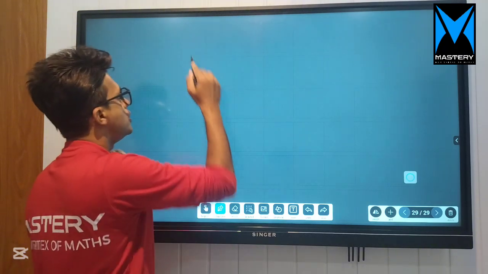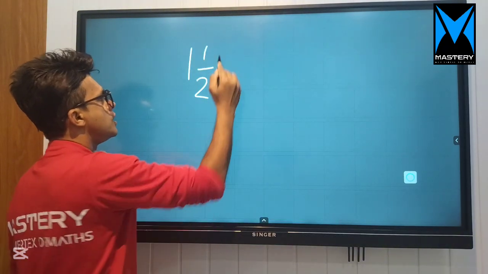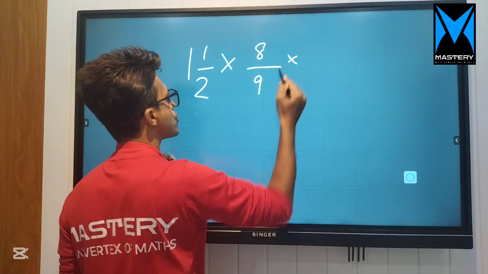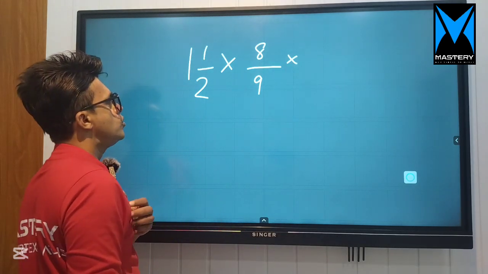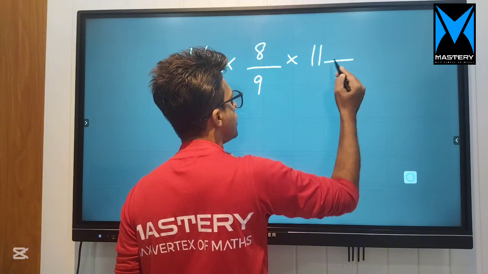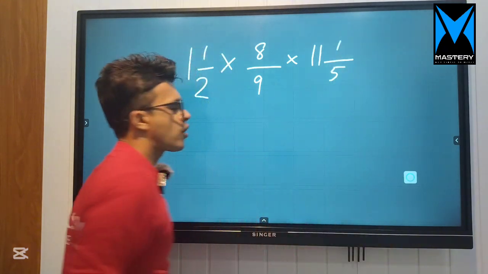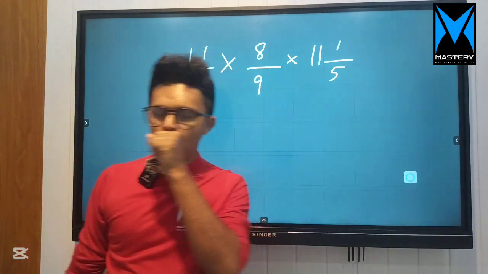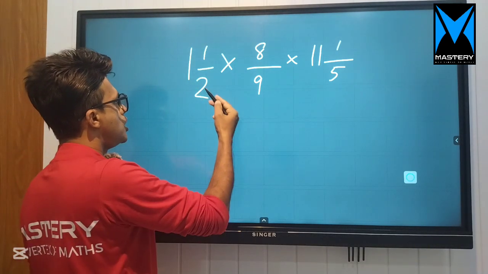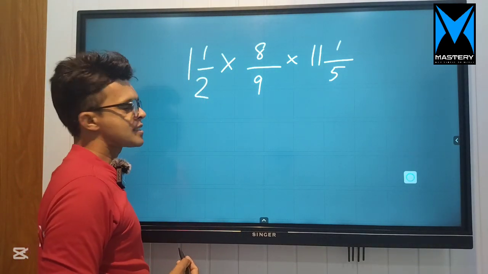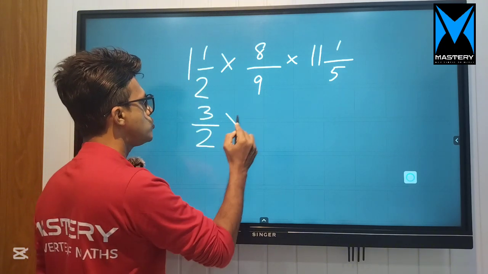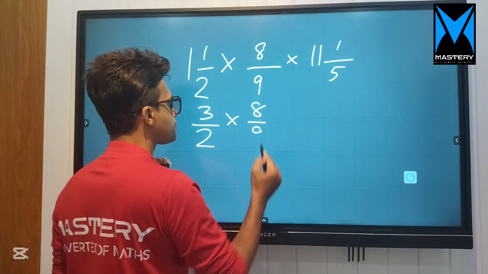Let's do this one: 1 1/2 into 8 over 9 and also 11 1 over 5. How can you simplify this? Here is a mixed number. 2 into 1, 2 plus 1, 3. This can be written as an improper fraction: 3 over 2. Here 8 over 9.